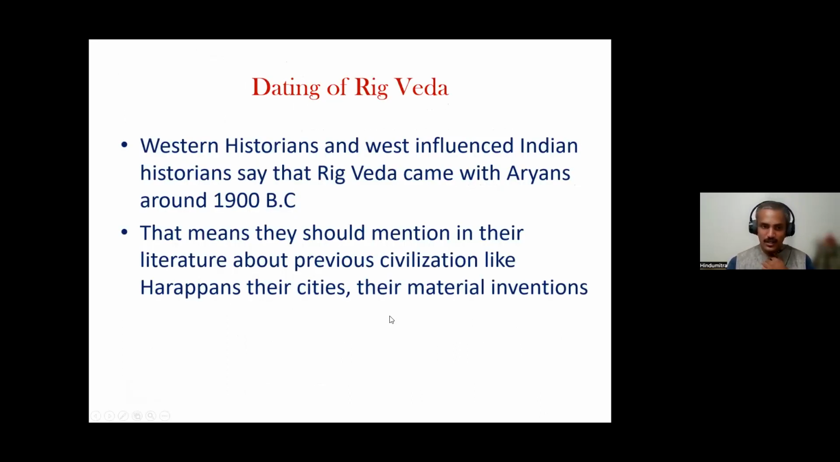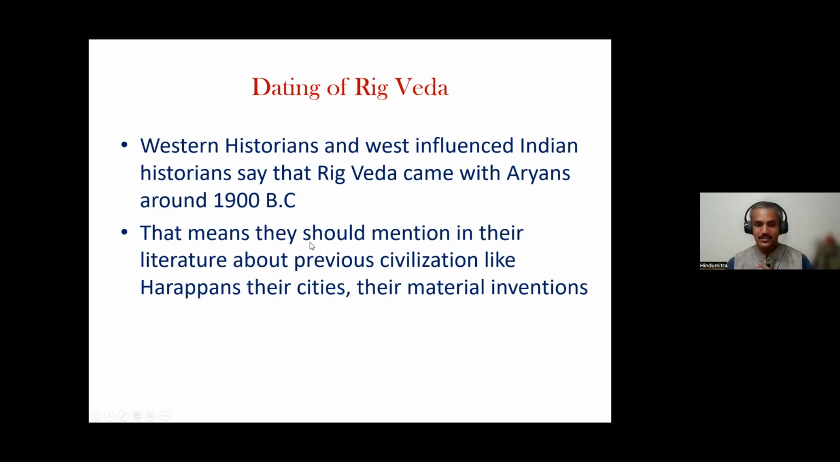Now, another mischief done by the British historians and Marxist historians is to fix the date of the Rig Veda to around 1900 BC. That means when Aryans came, they brought their culture and they brought the Rig Veda. That means even Sanskrit does not belong to India. It's a Western import. That's what the claim is. So they fixed the Rig Veda at around 1900 BC.